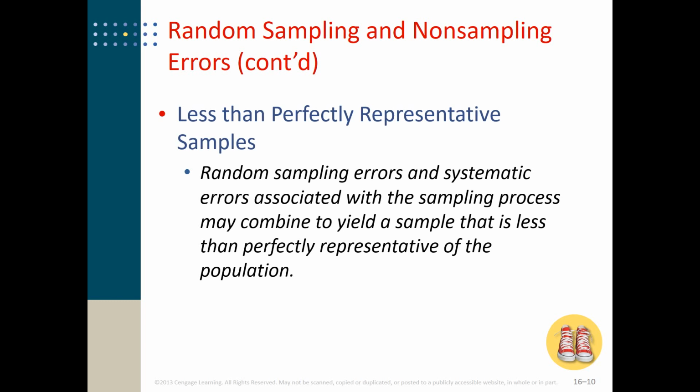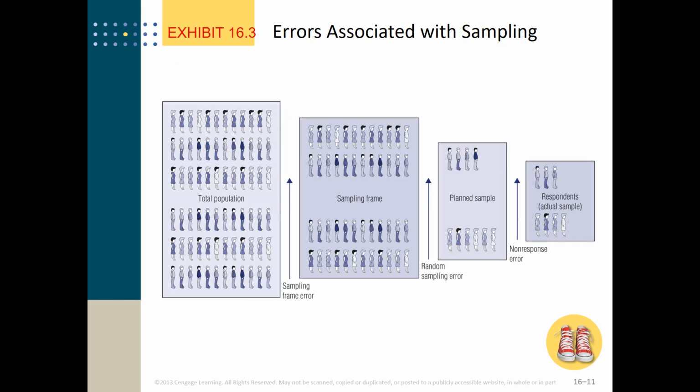As I have said, in the previous lecture, I talked about sampling frame error. In this video, I am talking about random sampling error and systematic sampling error. Now, it might be possible that, combining all these errors, the final sample that you select does not very well reflect your population. So that is a less than perfectly representative sample.